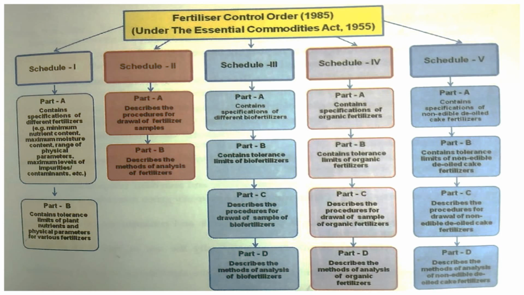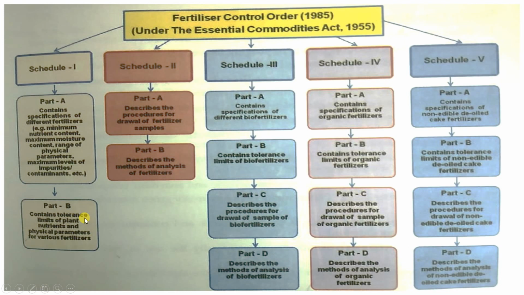Schedule 1 deals with two parts, which deal with the specification of different fertilizers that the government has fixed. For certain fertilizers it sets minimum nutrient, maximum moisture, minimum content range of physical parameters, and maximum level of impurities and contaminants that a fertilizer can have. So they have already fixed some quality parameters, and any manufacturer or industry that manufactures fertilizer should meet these criteria. Second, it contains the tolerance limit of plant nutrient and physical parameters of various fertilizers.